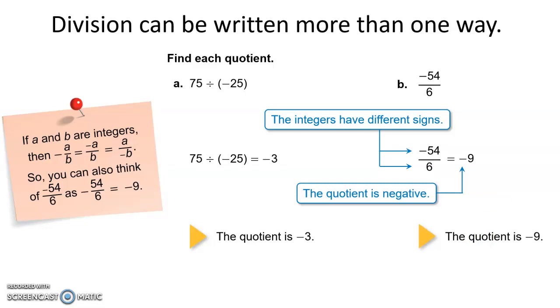Oh, let's see what this is. So if a and b are integers, then it's showing you can have your negative sign either on the side, on top, or on bottom. They're all negative. So it doesn't matter where the negative sign is, the whole fraction's negative.